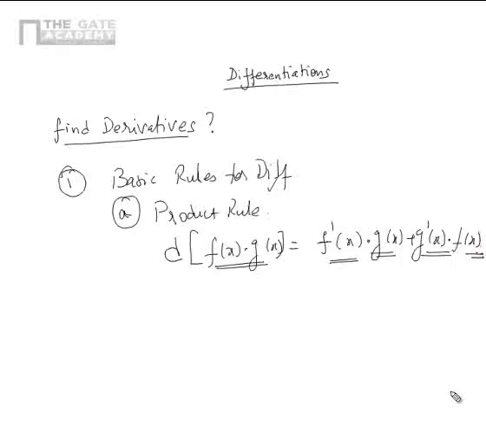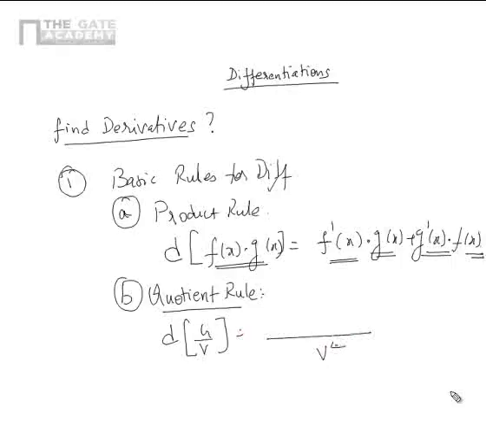Correct? Then there is something called the quotient rule. What does this quotient rule mean? The differential of u by v is nothing but, if I have a u by v form, I get the denominator, whatever is the function in the denominator, squared, into v u dash minus u v dash. These are very important basic rules. We should remember this. Then the third thing is called the chain rule.